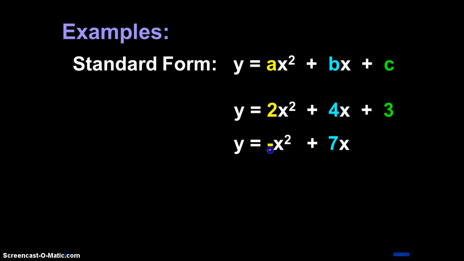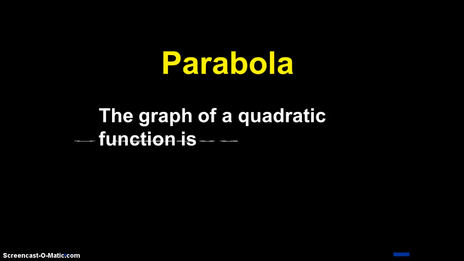And here a is -1, b is 7, and our c is 0. There is no constant term, so the y-intercept is 0. And here b is 0 and the y-intercept is -16. We can elaborate these in further examples.